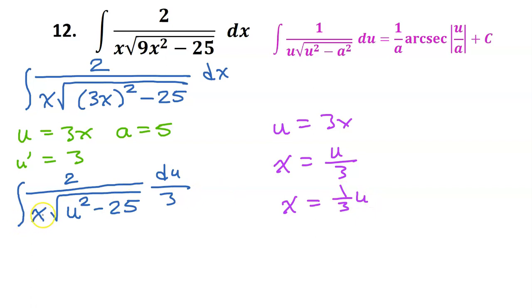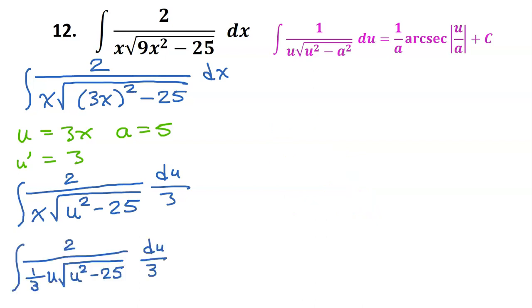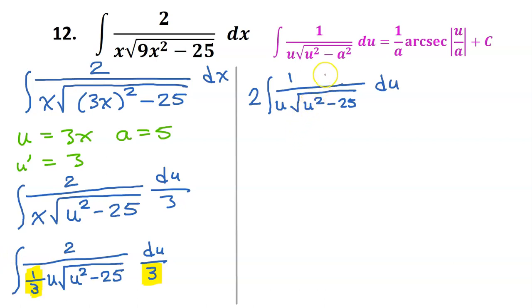So if I want to replace this x with an expression involving u, I can erase the x and put 1/3 u in its place. Alright, that's better. Now we have all u's. And as an added bonus, I see that we have 1/3 times 3. So these will cancel each other out. On the next step, I'm going to take this 2 and put it outside of the integral sign. As you can see, this is a perfect match for the memorized rule.